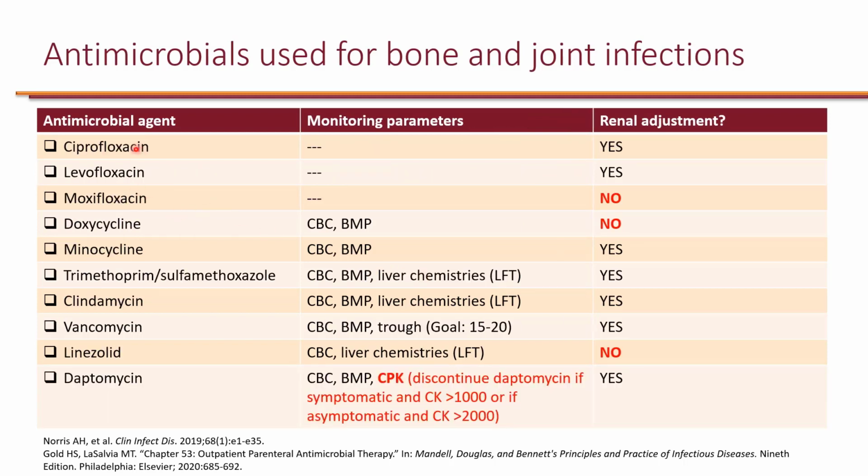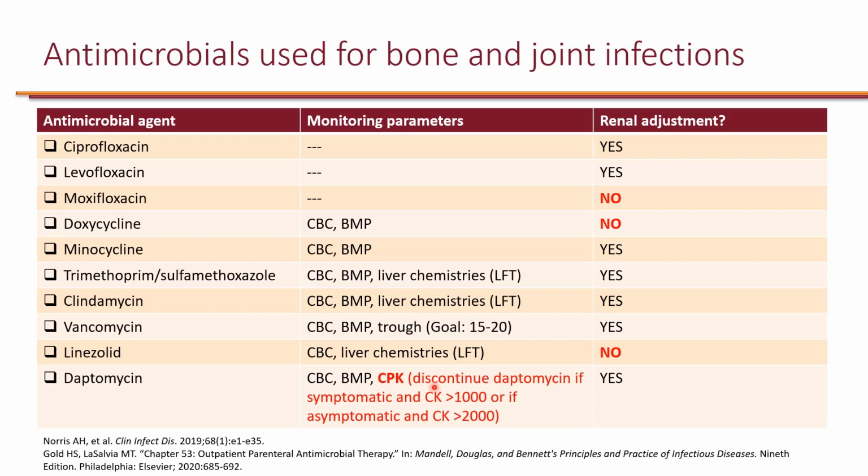Now, on this list, every agent is available as oral formulation with the exception of vancomycin and daptomycin. So vancomycin and daptomycin must be given as IV for the treatment of bone and joint infections. Again, for most of these agents, IDSA recommends weekly monitoring of CBC and BMP. And for some of them, you also need liver chemistries. And for vancomycin, it is also recommended to check a weekly vancomycin trough. And for daptomycin in particular, it is recommended to check a CK or creatine phosphokinase weekly.